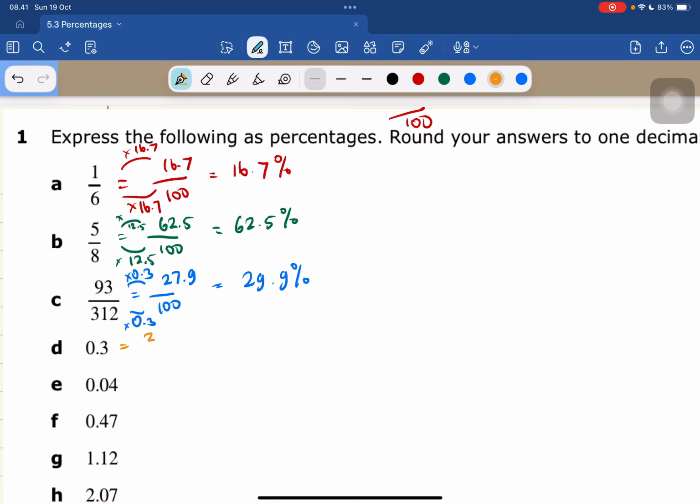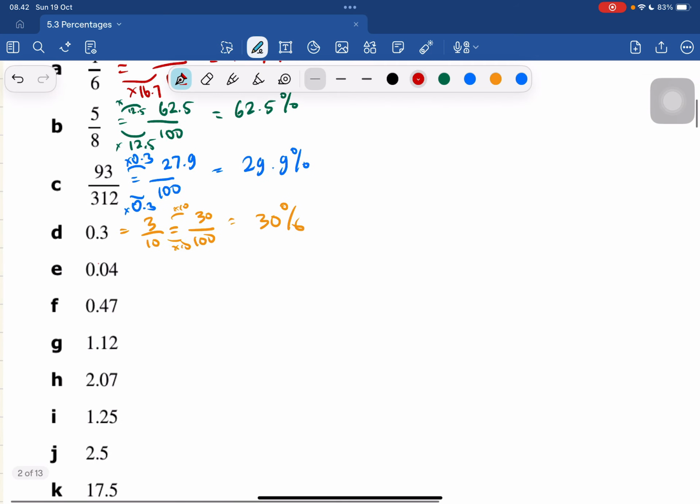Next, 0.3, that means 3 over 10. So let's make it over 100. So multiplied by 10, here also multiplied by 10. So this is 30%. Next, 0.04. That means 4 over 100. So this is already over 100, so this is 4%. Next, 47 over 100 is already over 100, so we just write it 47%.